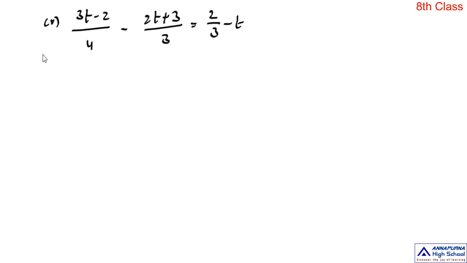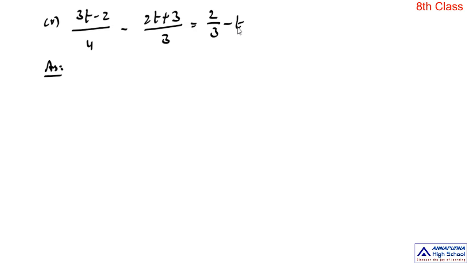When you see the fifth one, here the fifth equation is 3t minus 2 by 4 minus 2t plus 3 by 3 is equal to 2 by 3 minus t. This is the equation. So in this equation totally how many terms are there? There are 4 terms. 3t minus 2 by 4 is one term, and 2t plus 3 by 3 is another term. 2 by 3 is another term and minus t is another term.